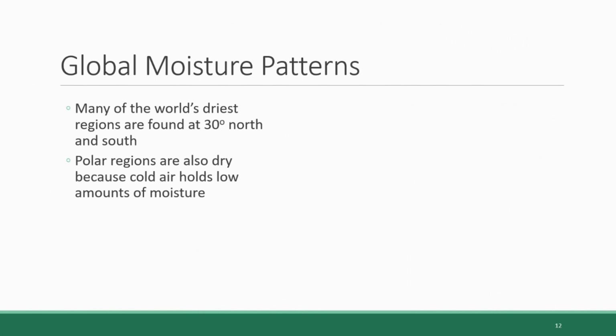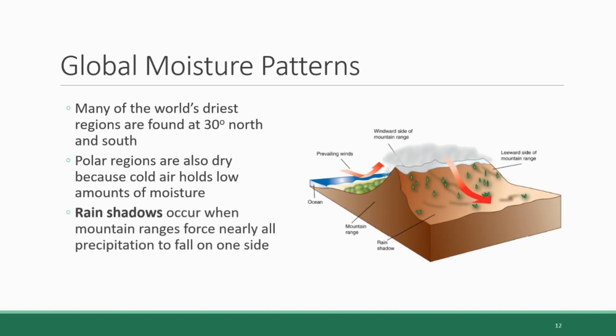Polar regions are dry because cold air is not capable of holding very much moisture. So there's not sufficient water vapor being carried in the air to bring about high levels of precipitation at the poles. Another variable that affects moisture levels in a biome is the topography of the land, chiefly in areas that flank large mountain ranges. Because when you have a tall mountain range, it can bring about something called a rain shadow, which is what's being depicted in this illustration.